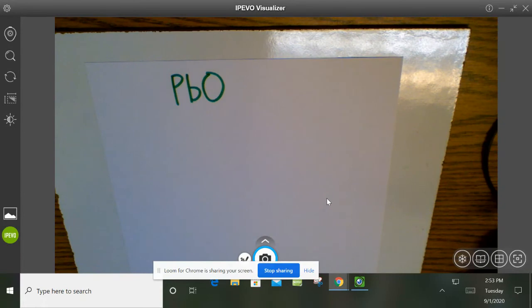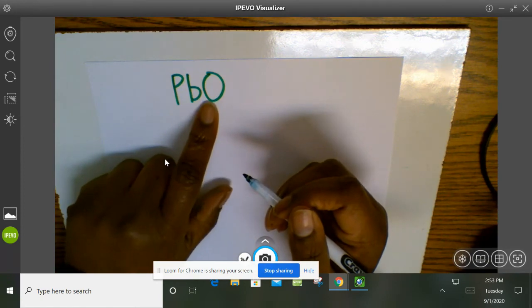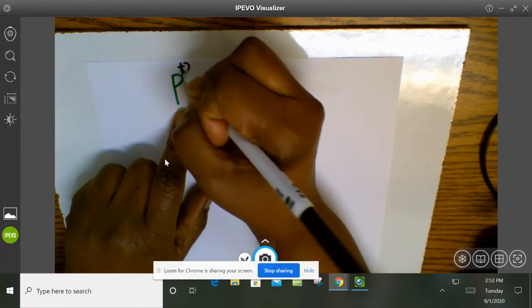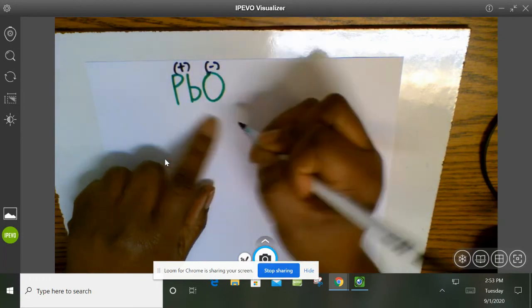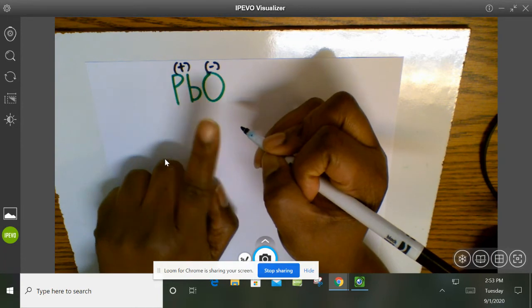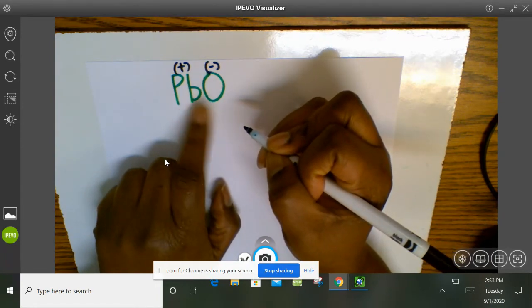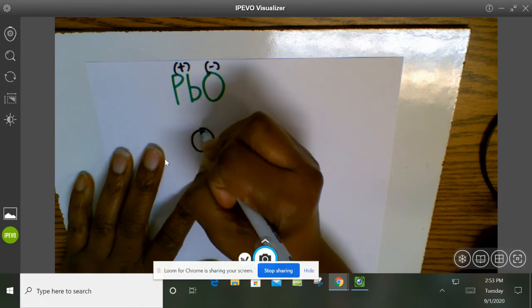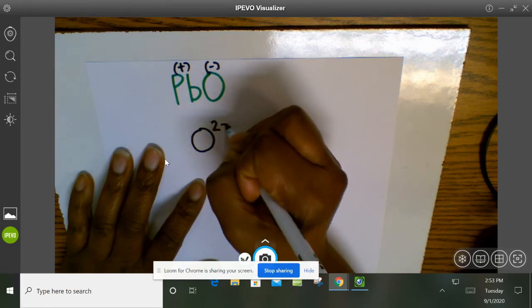Okay, PbO. Once again, I'm going to use my O to determine the charge, because remember, this is my positive one, that's my negative. I'm going to always use the negative to determine the charge on the positive. So the O is going to determine the charge on the Pb. So O has a charge of 2 negative.